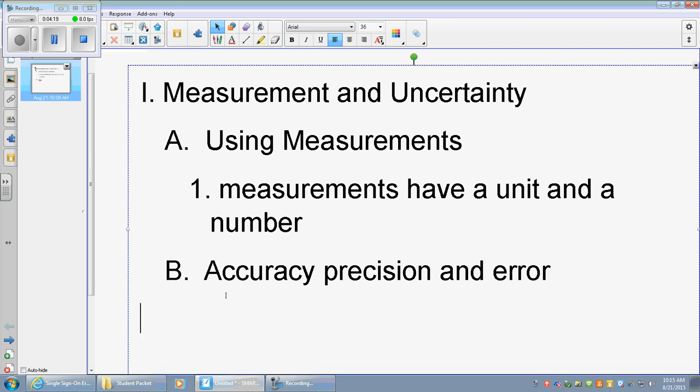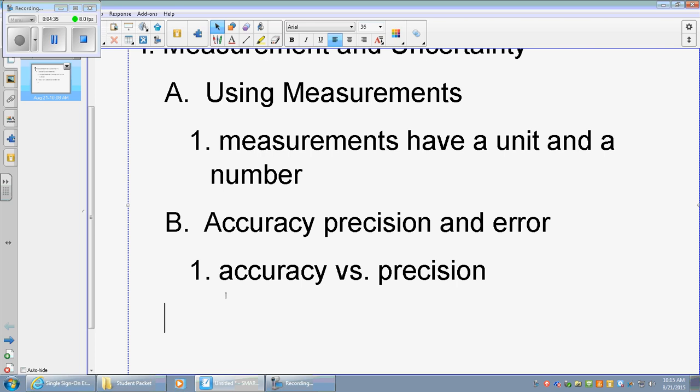So what I would do then is also read along in that section, and I would write down anything that I think is important. Certainly the definition of accuracy versus precision. And maybe even in here I want to make a little note about what the difference is. Accuracy is close to the real value.